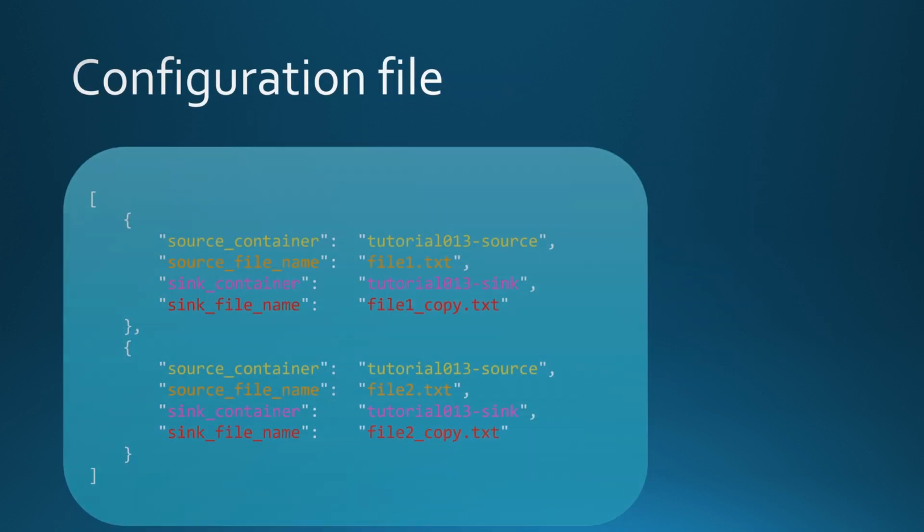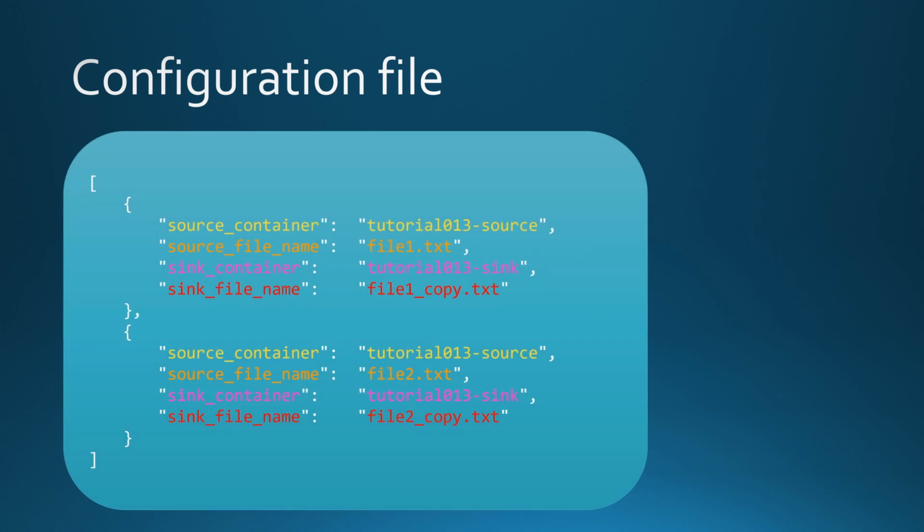Here we have one example of how this configuration file could look. So basically in that configuration file we would have an array, and then we would have some objects in that array. In this case we have two objects in the array. In these objects, we have all the same properties. We have 4 properties. First, we have a property called source container that is saying the source container for our data. Then we have a source file name that is telling what is the source file name in that container. Then we have a sink container property that will tell the sink container for our copy activity. And last, we have the sink file name. So what will be the file name after the copy has executed?